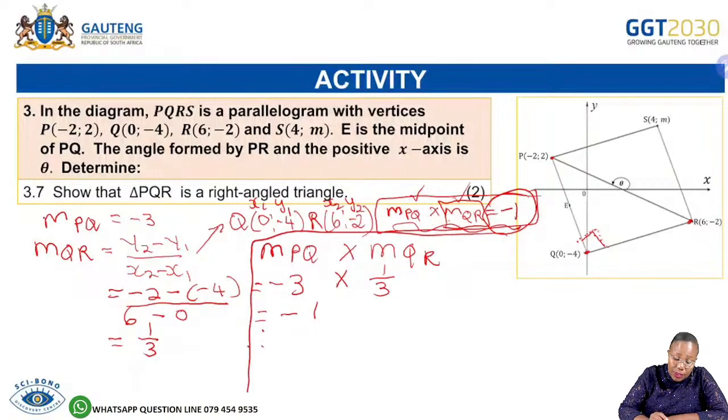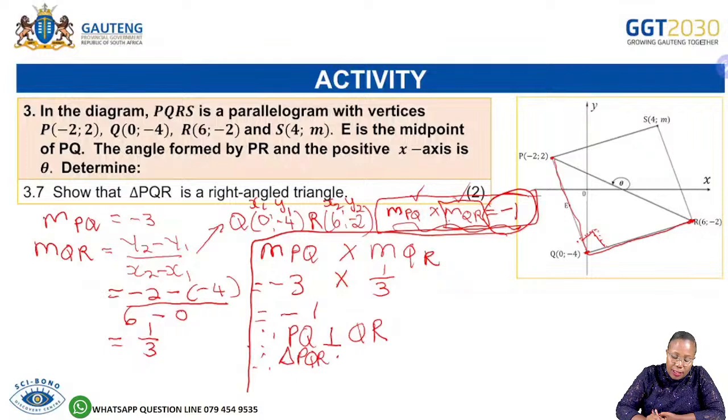Therefore, the gradient of PQ and the gradient of QR are giving us a product of -1. Therefore, line PQ is perpendicular to line QR. If these two lines are perpendicular to each other, therefore, triangle PQR is a right angle triangle.